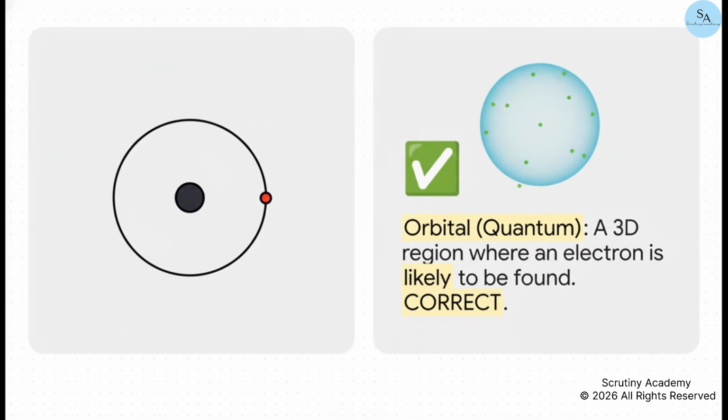This right here is probably the single biggest, most important difference you have to know. We throw out that old idea of a fixed orbit. It's outdated. Instead, we talk about an orbital. And what's an orbital? It's a 3D cloud of probability. It's the region where you're most likely to find the electron. Getting this difference right is absolutely critical for your exam.